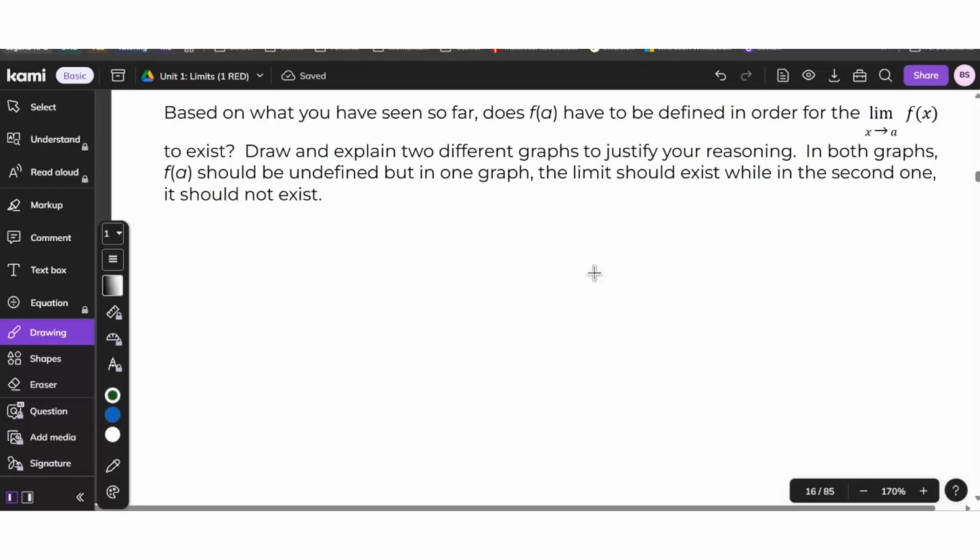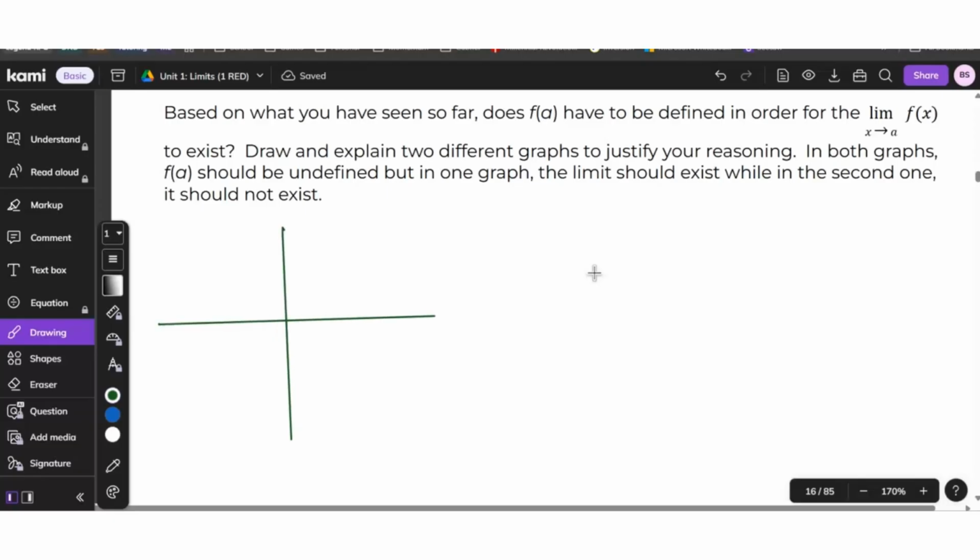Does f of a need to be defined in order for the limit as x approaches a of f of x to exist? No. The function doesn't have to be defined at all, right? Draw and explain two different graphs to justify our reasoning. In both graphs, f of a should be undefined, but in one graph, the limit should exist, while in the other one, it should not. So, let's draw some pictures together.